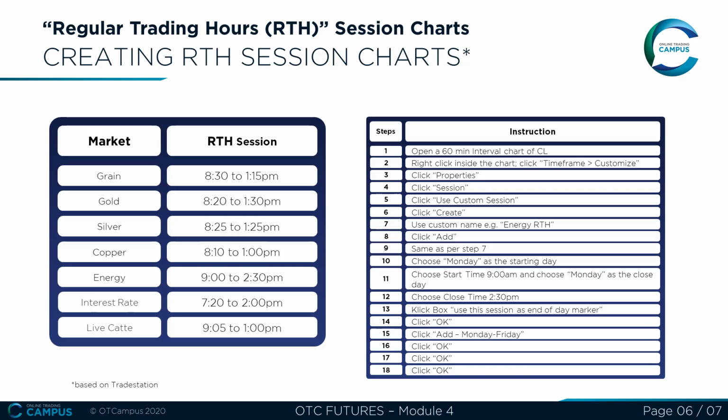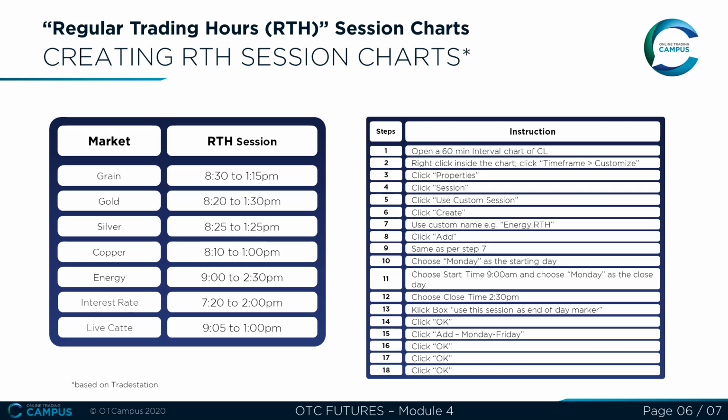That's it. If you want to create other regular trading hour sessions, you just use the times from that slide. For grains, use 8:30 a.m. to 1:15 p.m. For gold, use 8:20 a.m. to 1:30 p.m. For silver, use 8:25 a.m. to 1:25 p.m. For copper, use 8:10 a.m. to 1 p.m. For all energy products like crude oil, what we just used, also the same would apply for natural gas. Use 9 a.m.